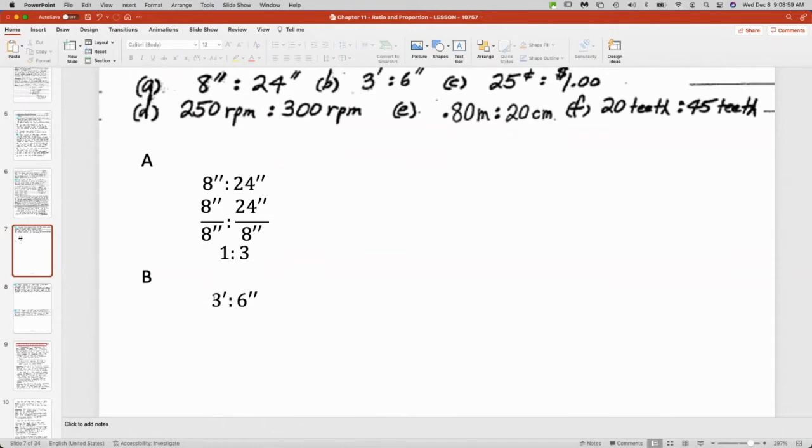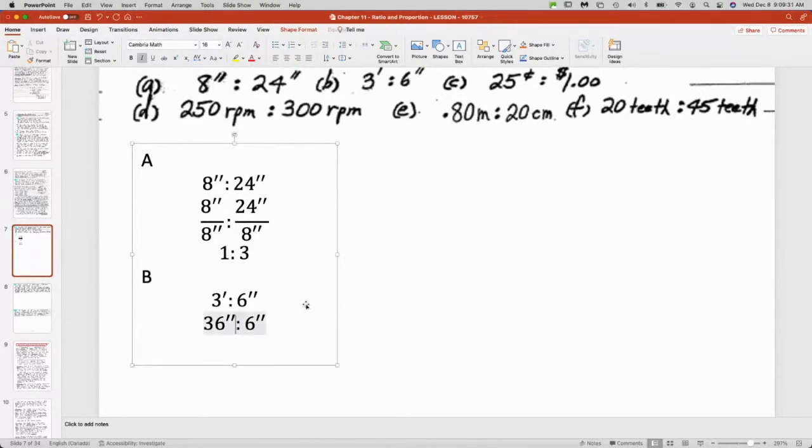So we could either turn the feet into inches or the inches into feet. This is a nice one because 6 inches is a very nice value in terms of feet. It's 0.5. But I'd rather make things whole numbers if possible, because whole numbers remind me of the good old days when I first learned fractions. So let's turn that into inches. We're going to do 3 times 12, which is 36 inches.